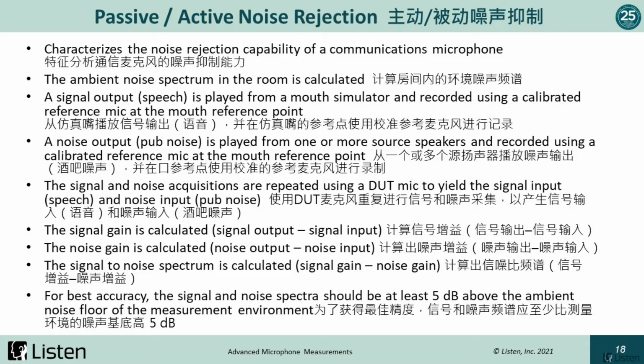Once we've done all of that acquisition and analysis, we do some post-processing where first we calculate the signal gain by subtracting the signal input from the signal output. And then we calculate the noise gain by subtracting the noise input from the noise output. And then finally, the signal to noise spectrum is calculated by subtracting the noise gain from the signal gain. And the reason that we're measuring the ambient noise in the room with both microphones is that for the best accuracy, the signal and the noise spectra should be at least 5 dB above the ambient noise floor of the measurement environment.